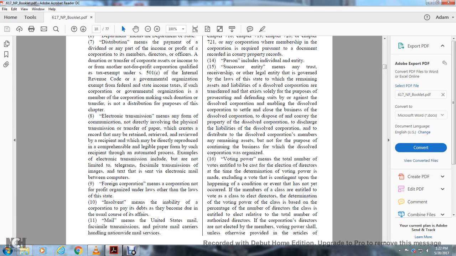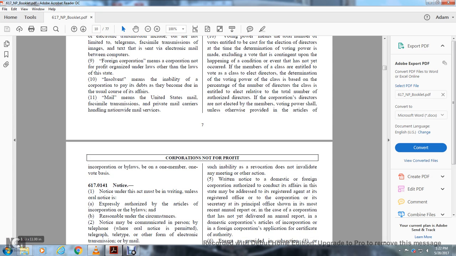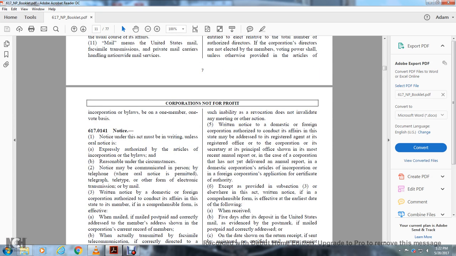Voting power shall, unless otherwise provided in the articles of incorporation or bylaws, be on a one member, one vote basis. Notice under this act must be written unless oral notice is expressly authorized by the articles of incorporation or bylaws and is reasonable under the circumstances.